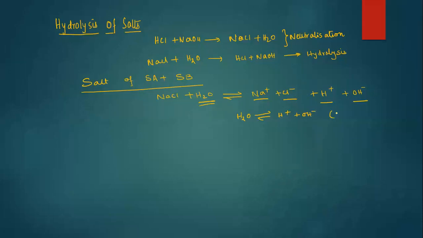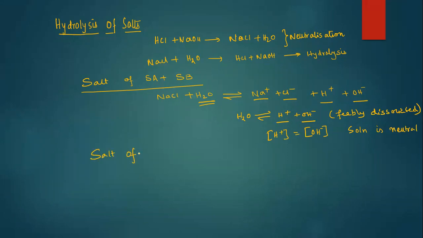So H2O is feebly dissociated, because it's a weak electrolyte. But the number of H plus ions and the number of OH minus ions is the same. Hence the solution is neutral.